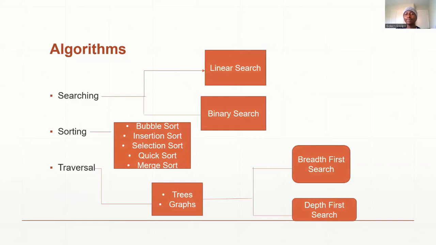We then move forward our journey with algorithms. We talk about searching algorithms like linear search as well as binary search. We work with sorting algorithms like bubble sort, insertion sort, selection sort, and then upgrade ourselves towards quick sort as well as merge sort. We then work with traversal algorithms for trees as well as graphs with breadth first search as well as depth first search, covering in-order, pre-order, as well as post-order.